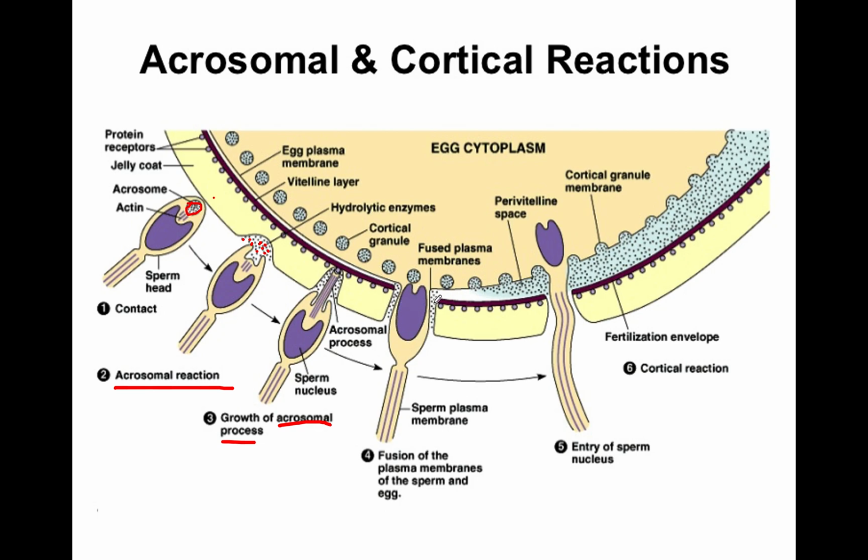After that acrosomal process takes place, the acrosomal reaction and the binding of those proteins, the nucleus of the sperm is released into the cytoplasm of the secondary oocyte. That stimulates the cortical reactions. Those lysosomes containing those cortical enzymes fuse with the membrane of the secondary oocyte. Those cortical granules thicken the zona pellucida and hydrolyze the proteins, the receptor proteins on the membrane. That prevents any further sperm from binding.